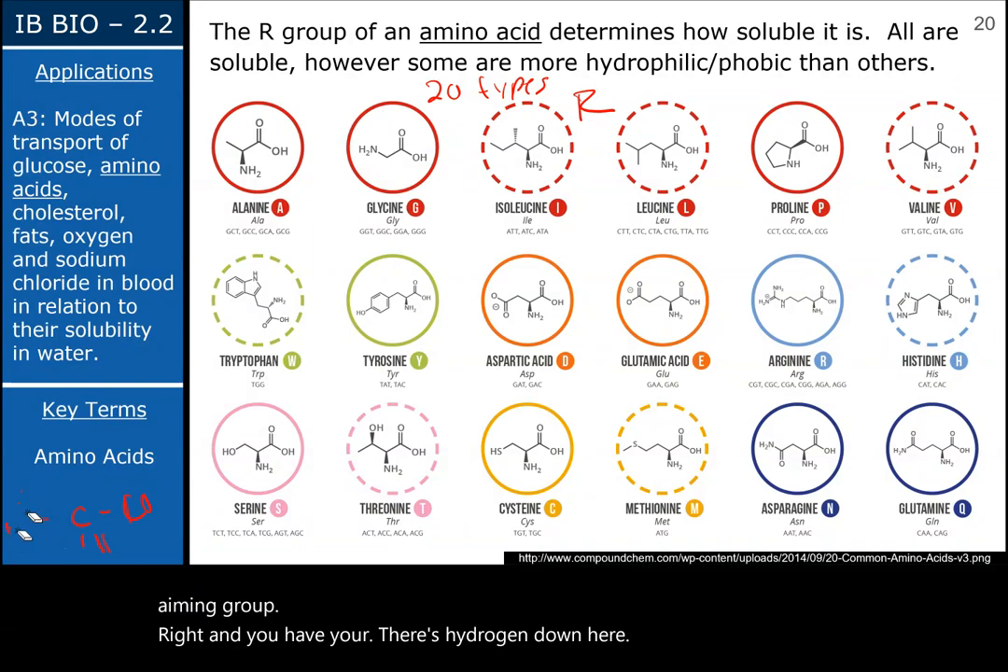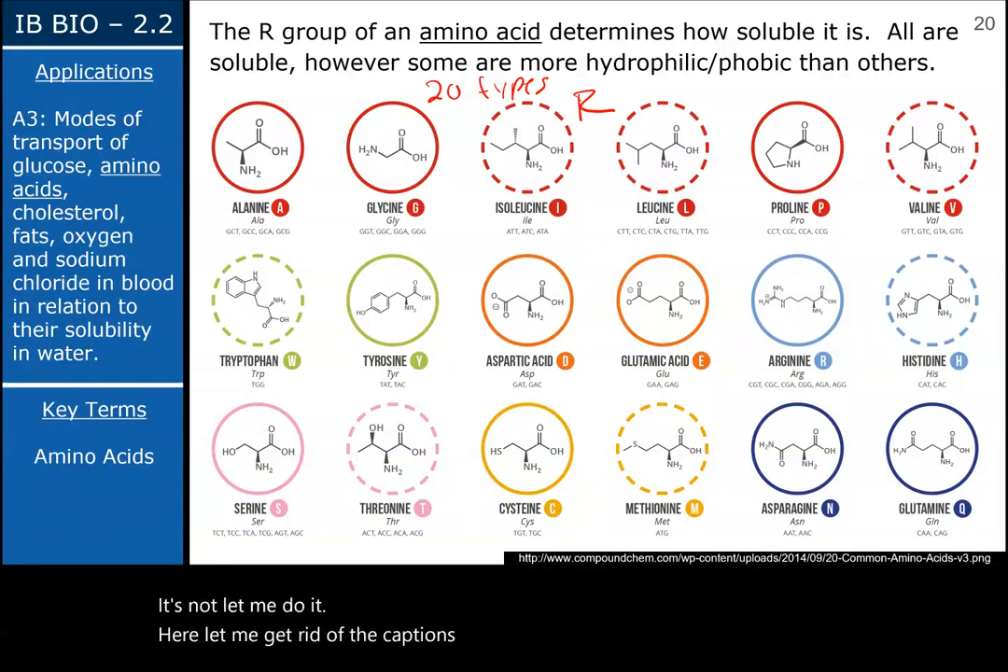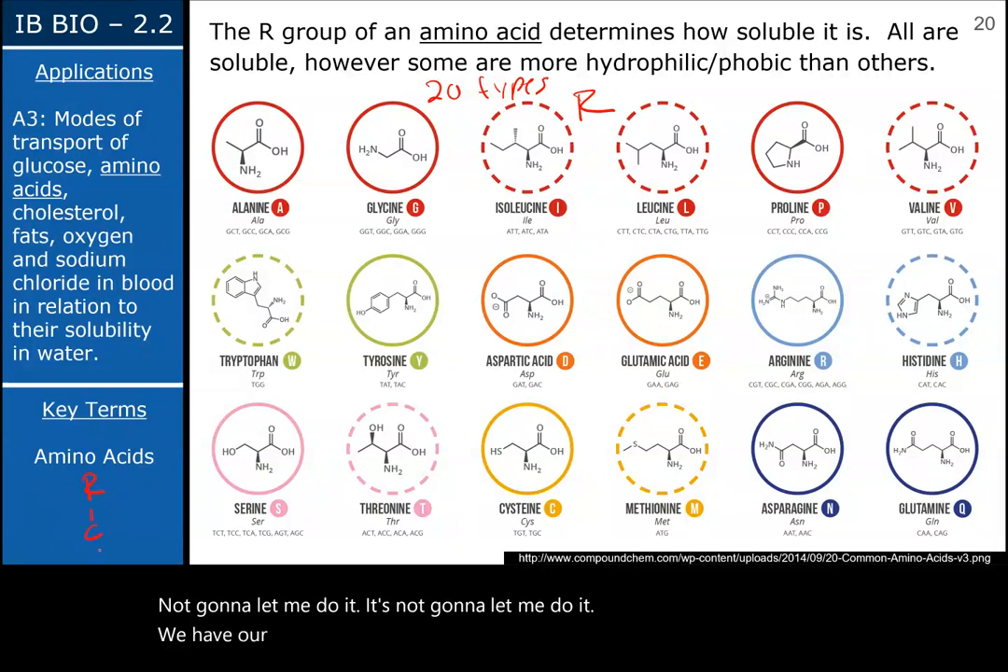It's not letting me do it. Here, let me get rid of the captions for a minute so I have more space. Not going to let me do it? It's not going to let me do it. We have our R group, and then you have your central carbon, carboxyl group, amine group, and then down here, there's another hydrogen.